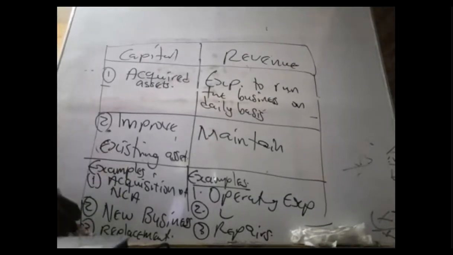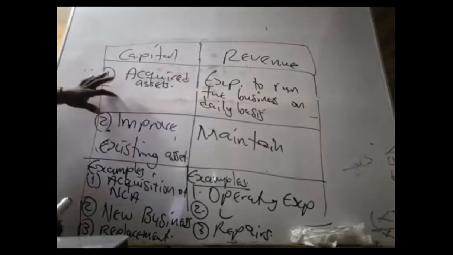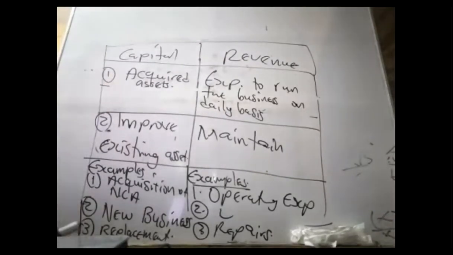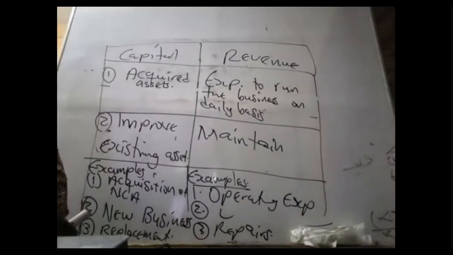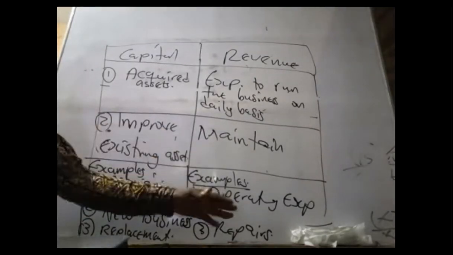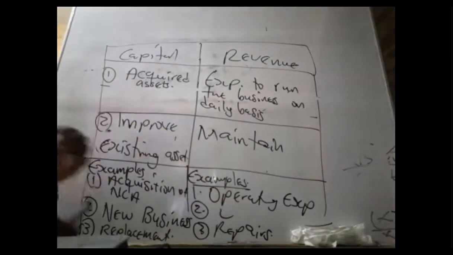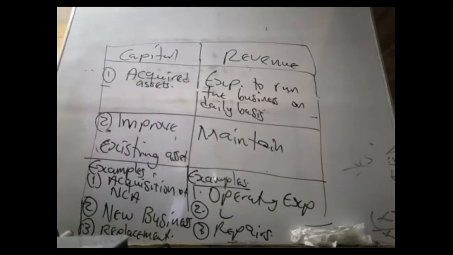Let's add one more distinguishing factor: the duration of the benefit. With capital expenditure, the benefit will last for more than one financial year. But for revenue, the benefit lasts within one financial year. So take note of that. Basically, that is that.